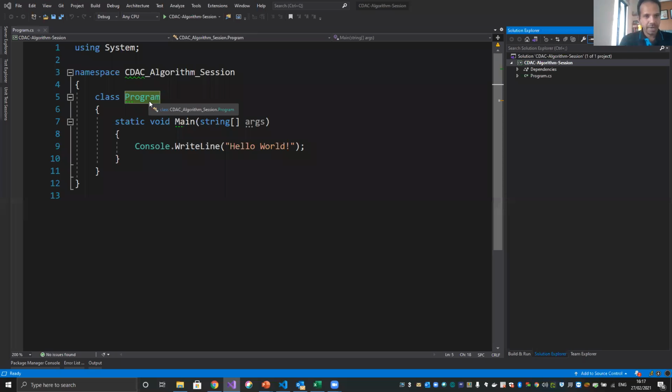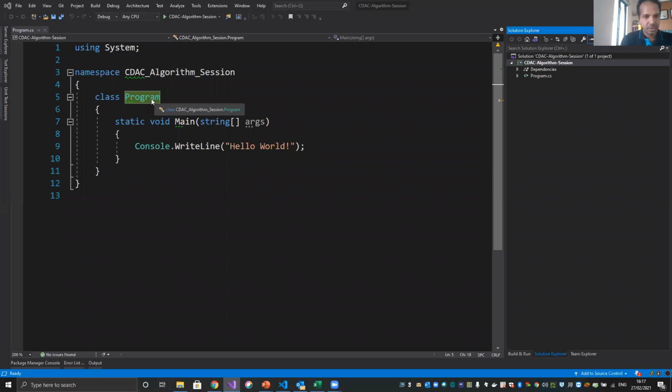Okay, so we create this thing called a namespace. You have the concept of namespace also, I believe, in Java. If you have it, let me know. I'm sort of trying to get used to this chat thing.